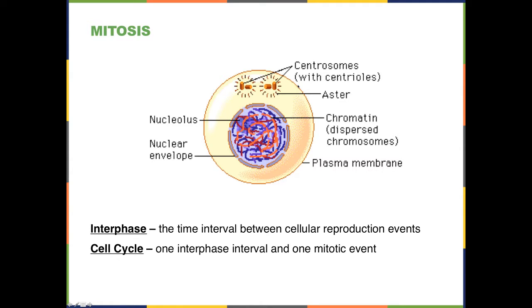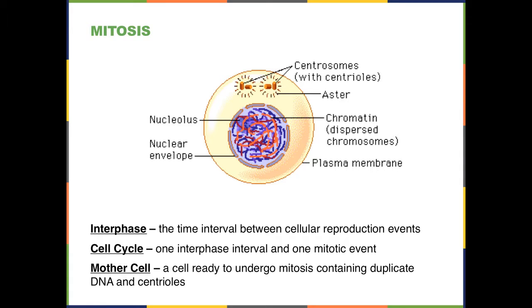So once you have an interphase like this and one mitotic event, the total time between that, which includes both an interphase interval and a mitotic event, is called the cell cycle. So when an individual or teacher or someone that you're talking to mentions the cell cycle, that's what they mean. They mean one interphase event and one mitotic event.